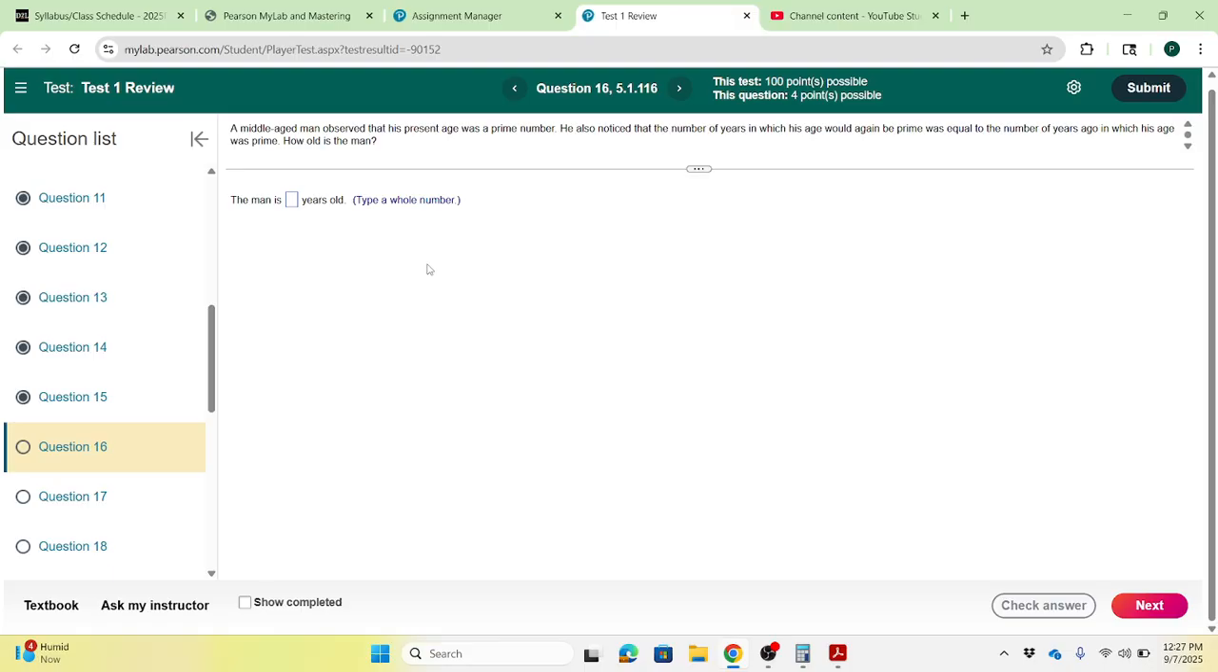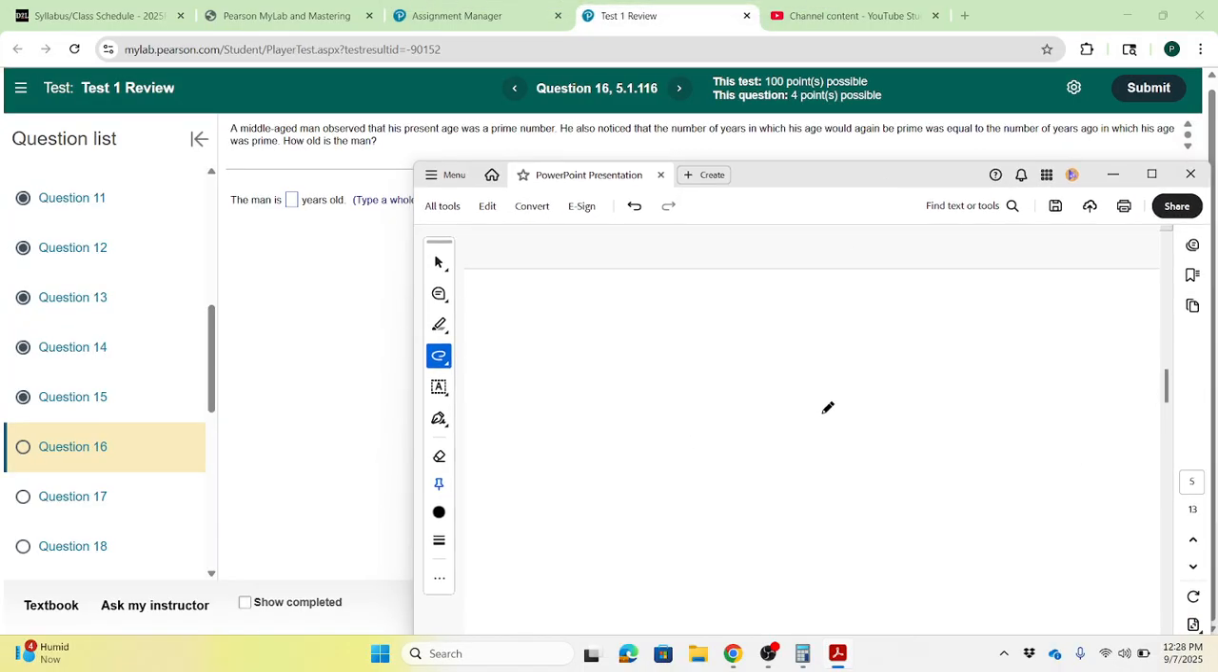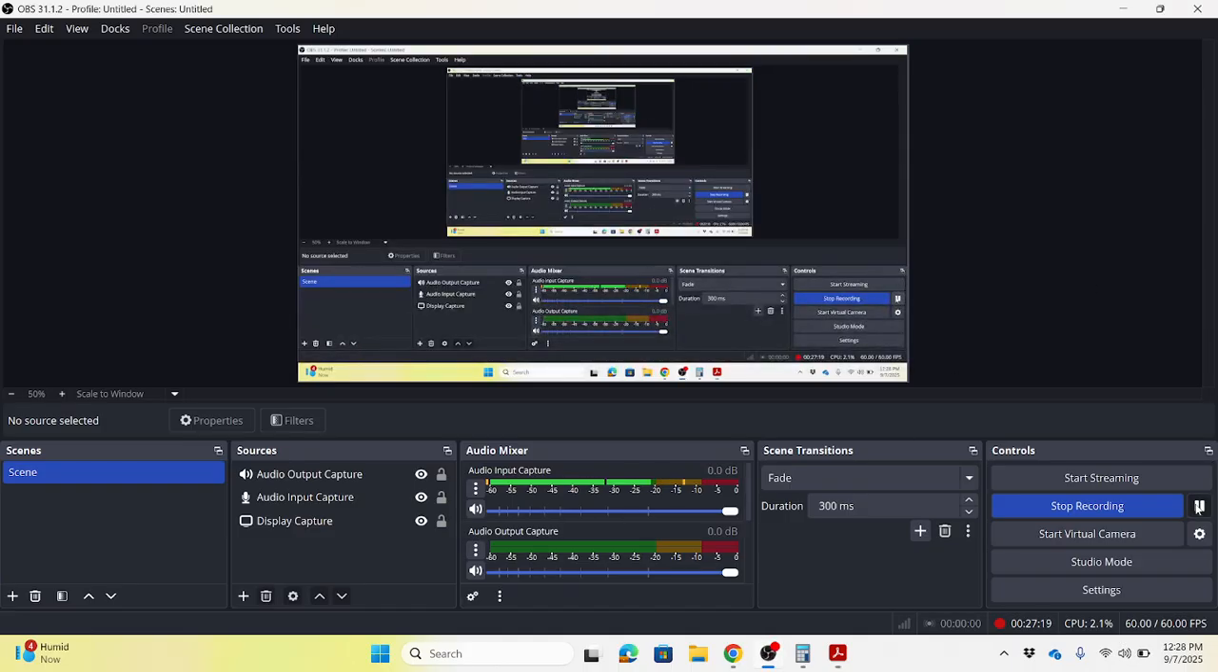A middle-aged man observed that his present age was a prime number. He also noticed that the number of years in which his age would again be prime number was equal to the number of years ago in which his age was prime. How old is the man? So you need to find out, how do you answer this question? Let's say we know the middle-aged man whose age at this point is prime number.